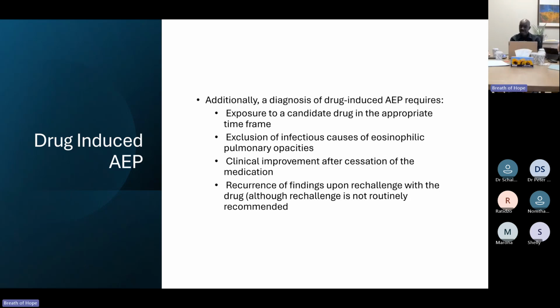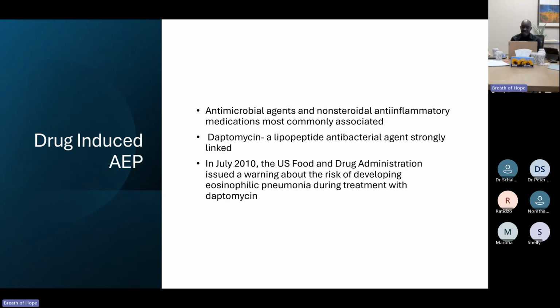Additionally, the diagnosis of drug-induced eosinophilic pneumonia requires exposure to candidate drugs in an appropriate time frame, exclusion of infections causing eosinophilic pulmonary opacities, clinical improvement after cessation of the medication, and recurrence of findings upon rechallenge with the drug, which is probably, I think, sometimes, if you're not vigilant enough, you might actually miss it.